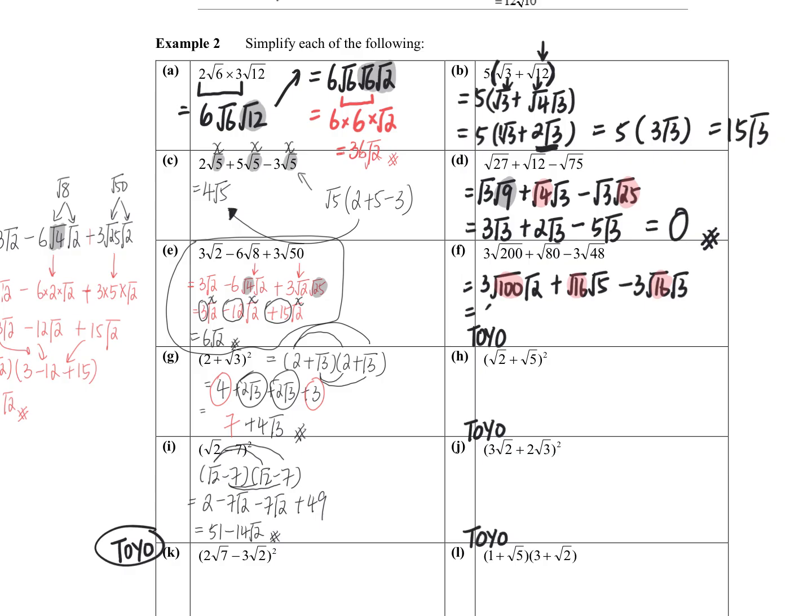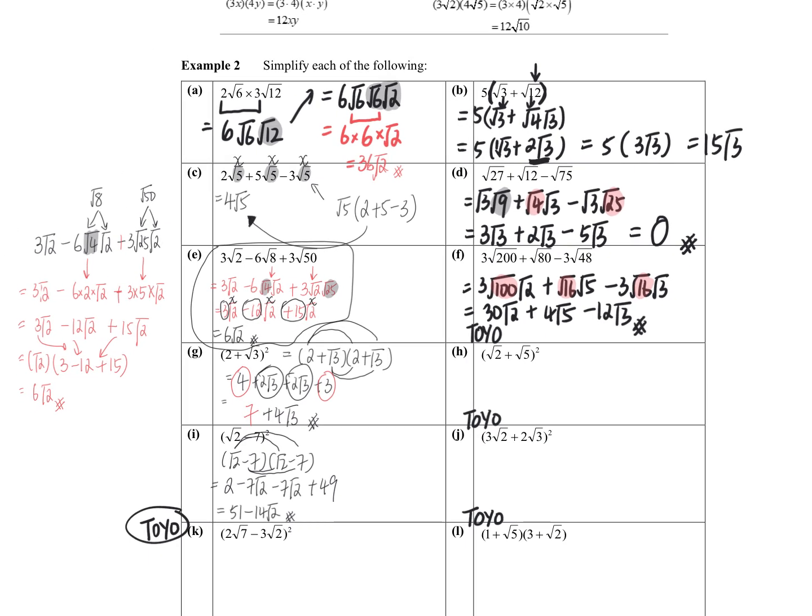So 3 times 10 is 30. This is 4 root 5. And then this is 4 times 3, 12. Okay, these 3 are apple, orange, and pineapple. So cannot simplify further, leave it alone, like your algebra. 3x plus 30x plus 4y plus 12z. You cannot simplify anymore. Just leave them as it is. Okay? So this is the simplification.